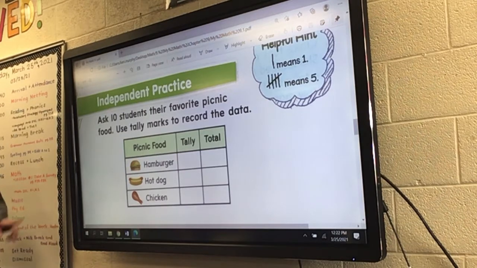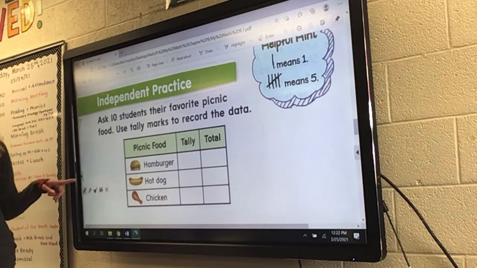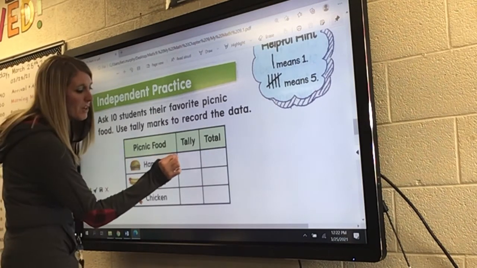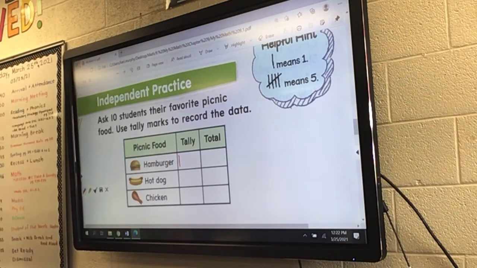Okay, I'll come back to you. Ingrid. Hamburger. Ingrid likes hamburgers. So remember, this isn't a big box. So a small tally mark, and we're gonna have to kind of put them right next to each other. We can't start them out.